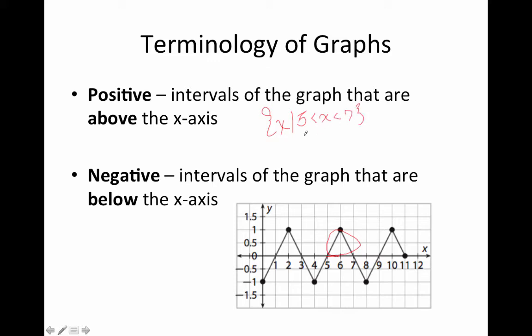when 5 is less than x, which is less than 7. Notice I didn't put equals here, because when x equals 5, I'm on the x-axis. So I'm not positive, I'm not above it, I'm right on it. Same goes with 7. Now, if we want an example of a negative interval, we could say, like right here, from 0 to 1. So I could say the set of all x such that 0 is less than or equal to x is less than 1. In interval notation, you would write it with a closed bracket at 0 and an open one at 1. Notice why the 0 is closed here, but none of the endpoints in the positive interval are closed: when x equals 0, I am below the x-axis, right there at 0, negative 1.